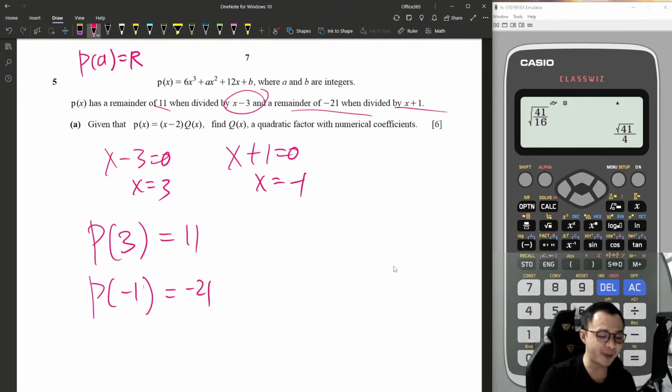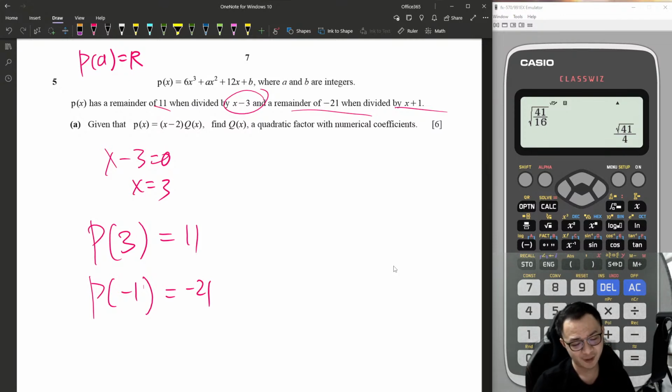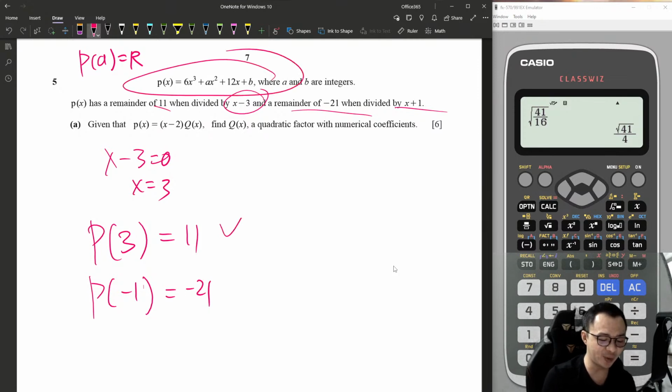Alright, and given that p(x) equals (x minus 2) multiplied by q(x), find the q(x) with numerical coefficients. So basically your coefficients must be numbers, not a, b, and c, right? Okay, before we do that, we need to solve these two equations to find the two unknowns, a and b. Solve already, then only we go for long division. Okay, quite straightforward, right? Okay, so I sub x into the p(x).